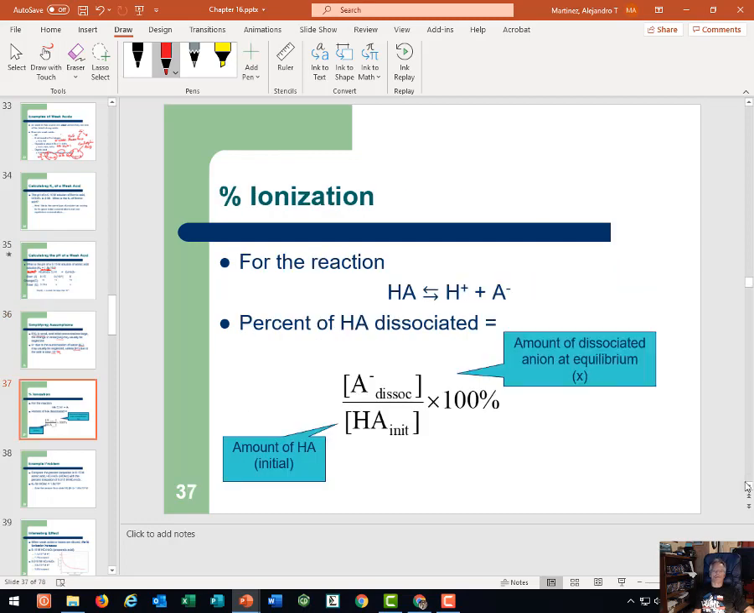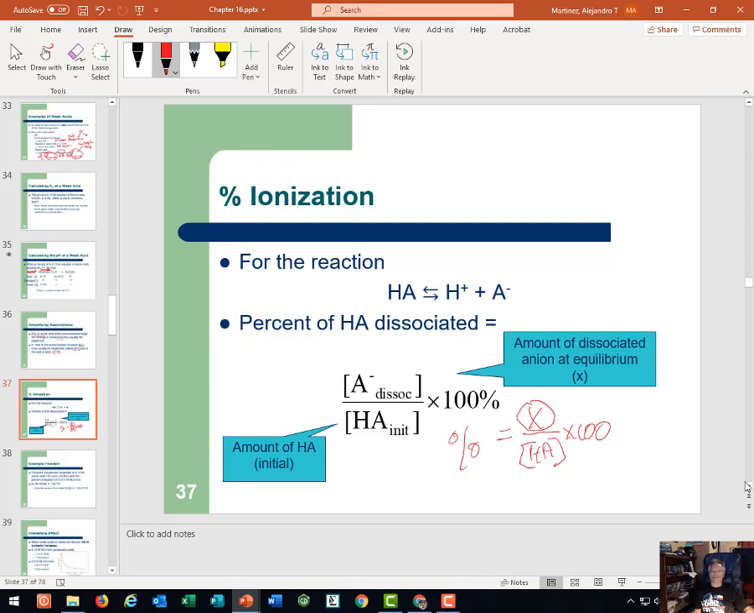All right, so let's take a look at percent ionization. Essentially, once you've calculated X, just take X, divide it by the initial concentration of your weak acid, multiply by 100, and that's going to give you the percent ionization that you're after. So whatever X is, solve for it, divide by HA, and then multiply by 100.